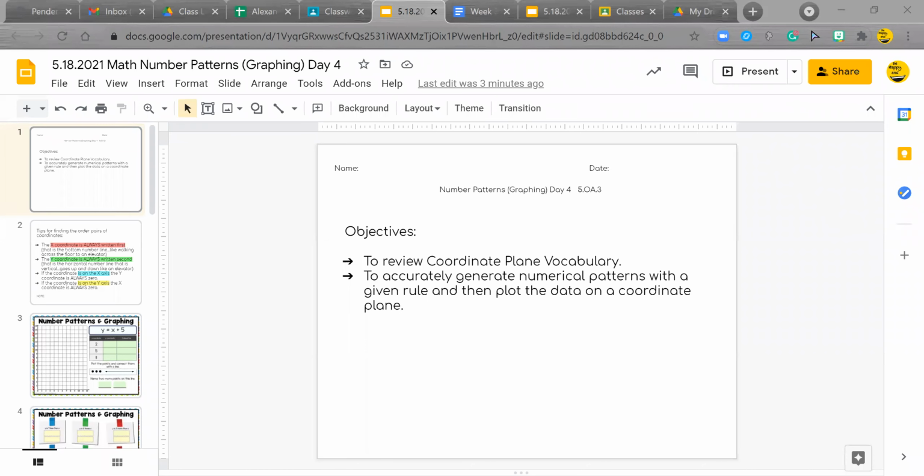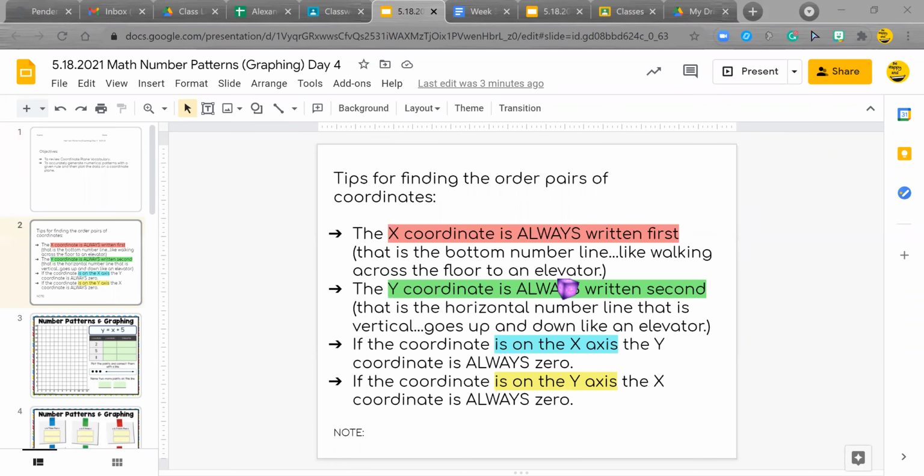Hey guys, it's Miss Alexander, and today we are going to review number patterns and learn to read the data to answer some questions. So here we go. As normal, we have X and Y coordinates. Remember how they're written. Remember they're in ABC order within some parentheses.